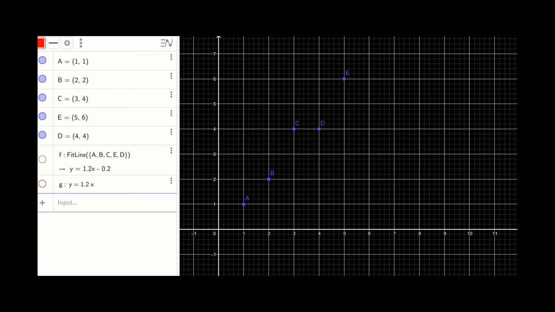Let us take the next guess. In this, let us assume that the points (1, 1), (2, 2), (3, 4), (4, 4), and (5, 6) are already plotted. We know that the line y equal to 1.2x minus 0.2 is the line we got from the previous one. But if we try a line g equal to 1.2x, which is the red line, that is also a line which is close to the yellow line. Among these two, the red one and the yellow one, we would like to know which one is the best fit.